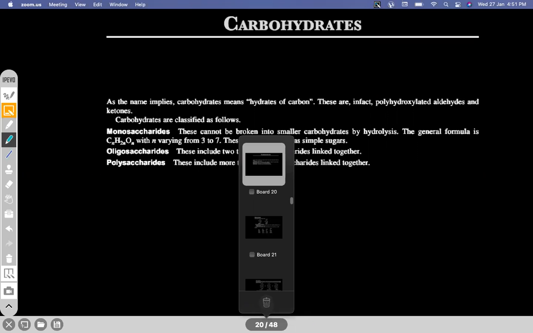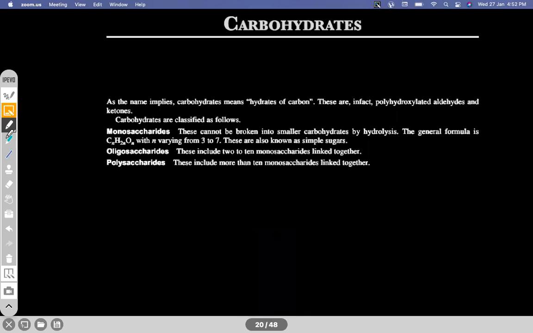Like you see, carbohydrates are nothing but biomolecules. As the name suggests, they are the hydrates of carbon. Initially the definition was given like this: it is the hydrates of carbon, and the general formula is CxH2Oy. This was later proved to be wrong because there are many compounds which follow this form but are not biomolecules.